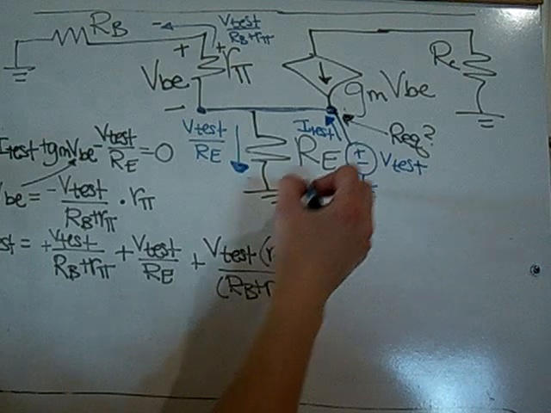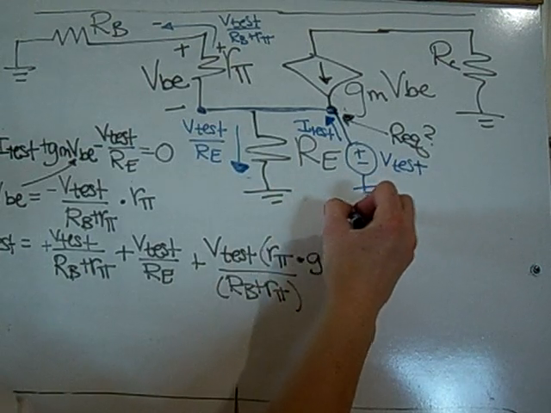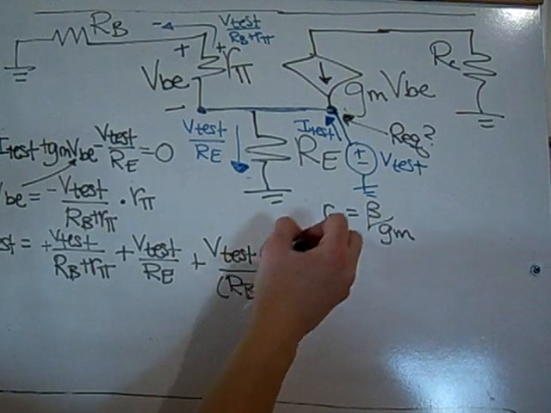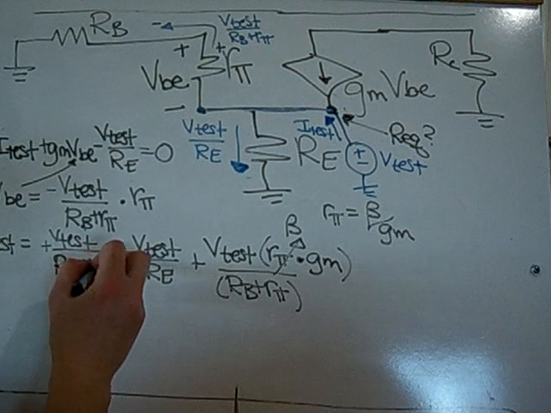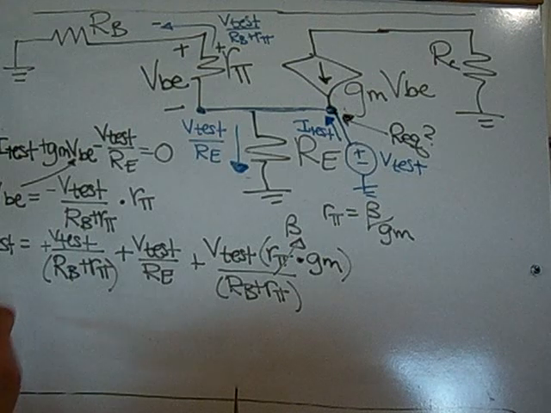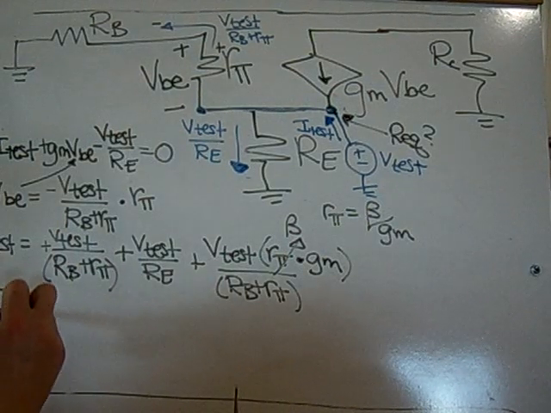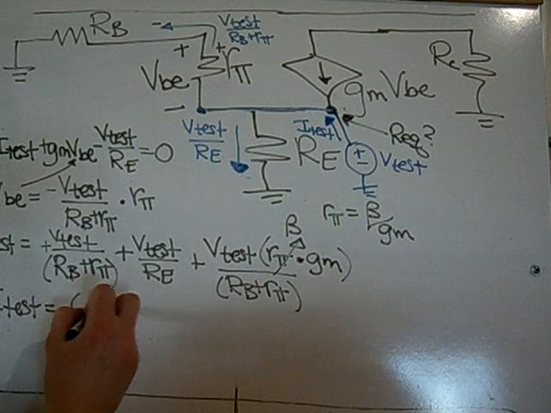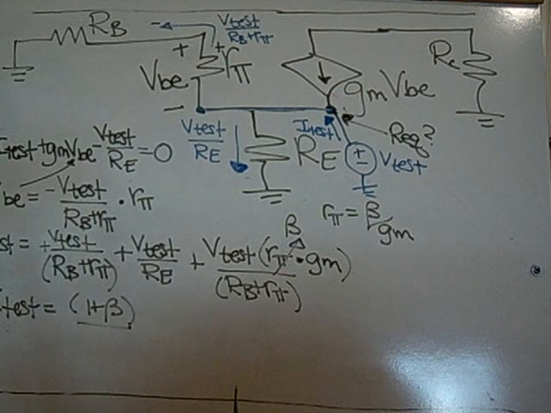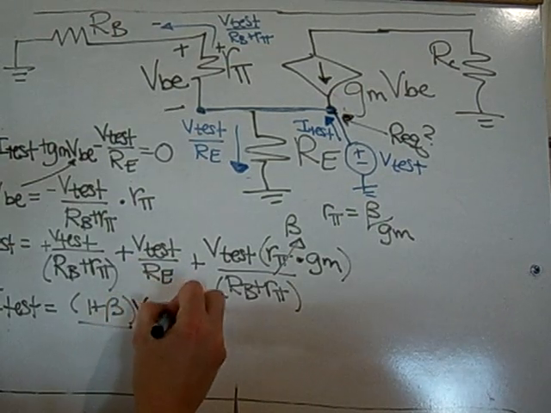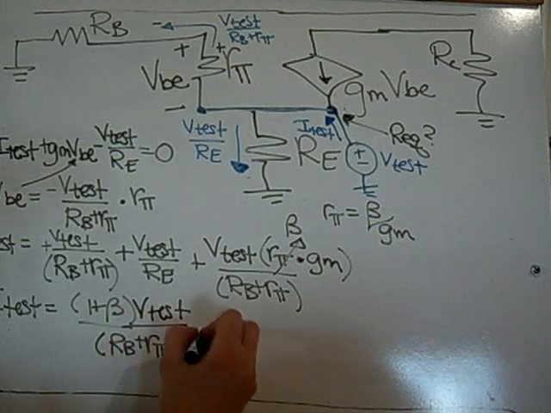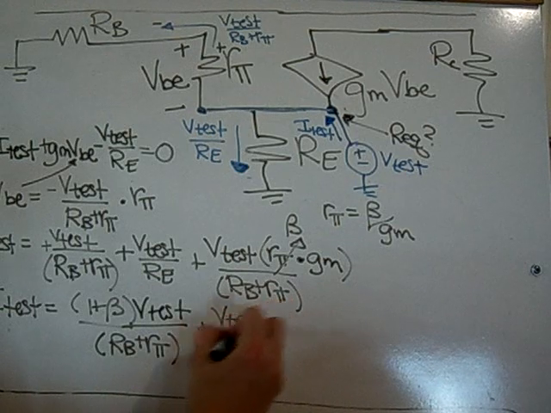Again, R pi and GM are related by beta over GM, so this becomes beta, and I note that I have the same term here, so this will become a 1 plus beta. So I test will be equal to 1 plus beta V test divided by RB plus R pi plus V test over RE.